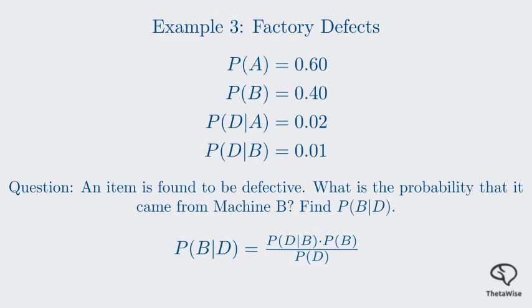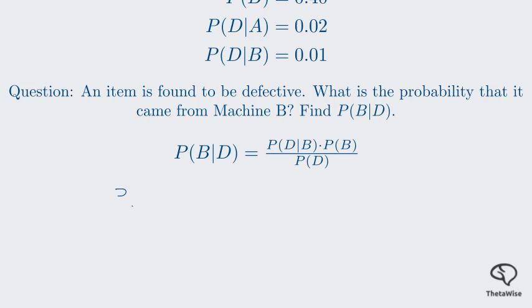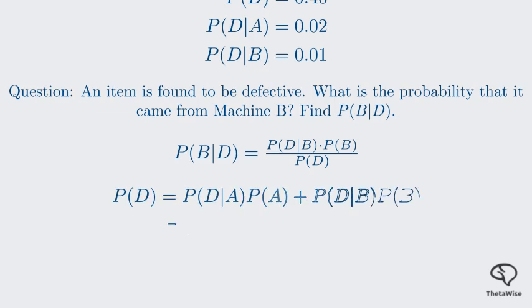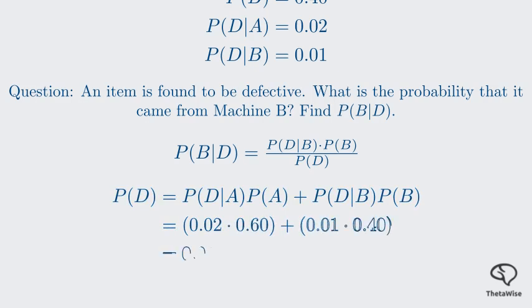Let's find the denominator P of D first. The overall probability of a defect is the probability of a defect from A plus a defect from B. That's 0.012 plus 0.004, which gives us 0.016. So 1.6% of all items produced are defective.